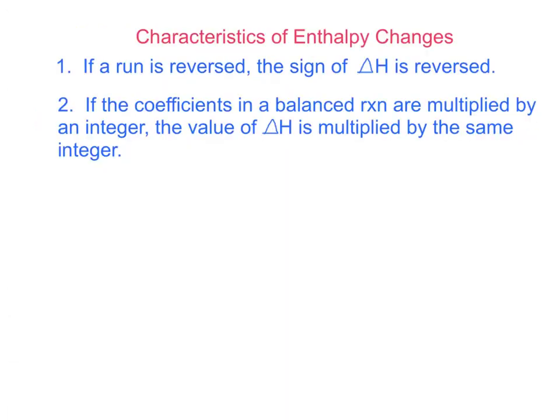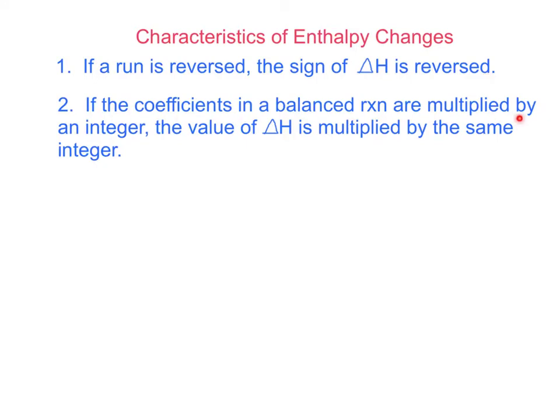So let's look at two important characteristics of enthalpy changes. And we need to know both of these in order to use Hess's law appropriately. One of them we already know. If a reaction is reversed, the sign of the delta H, the enthalpy change, is reversed.